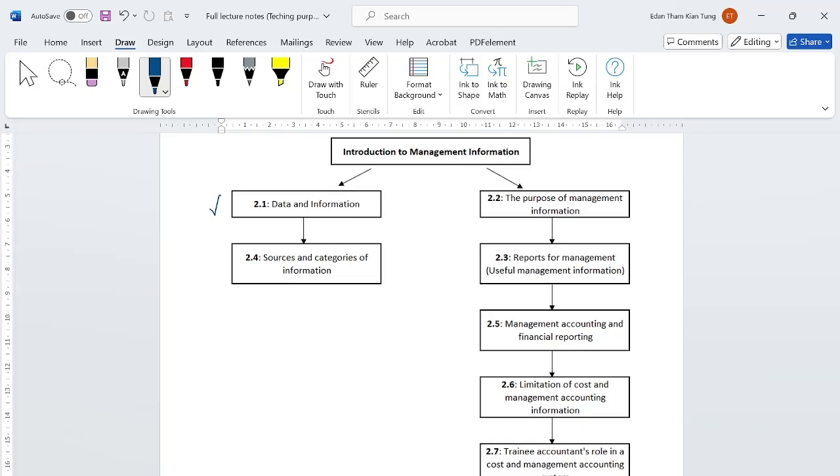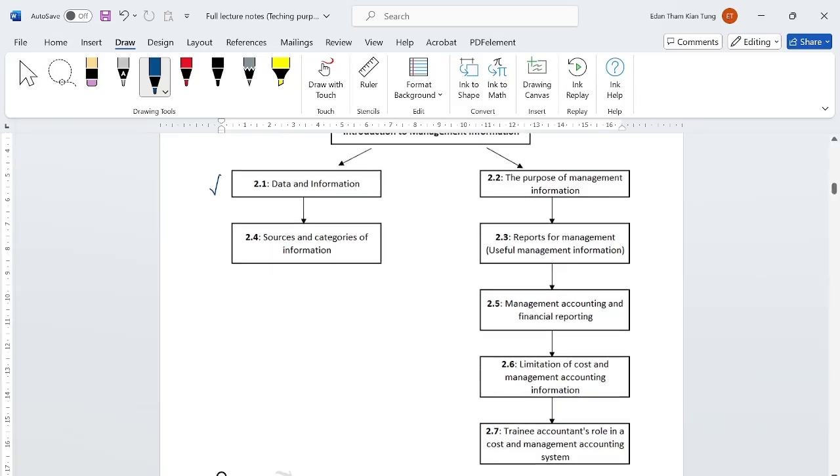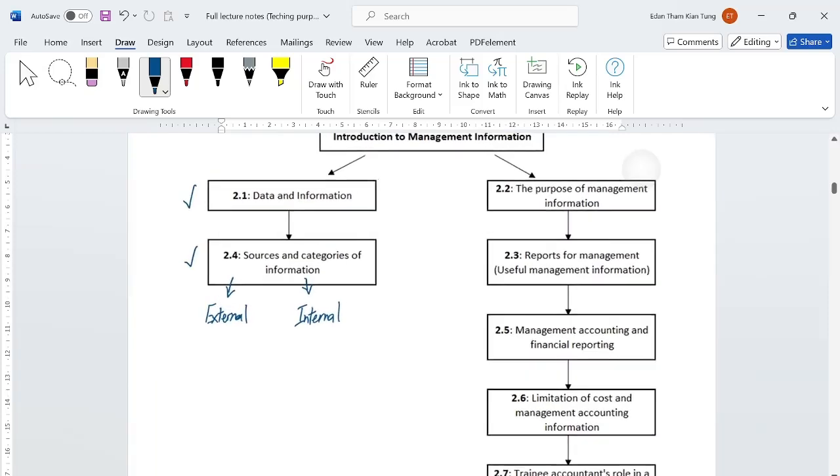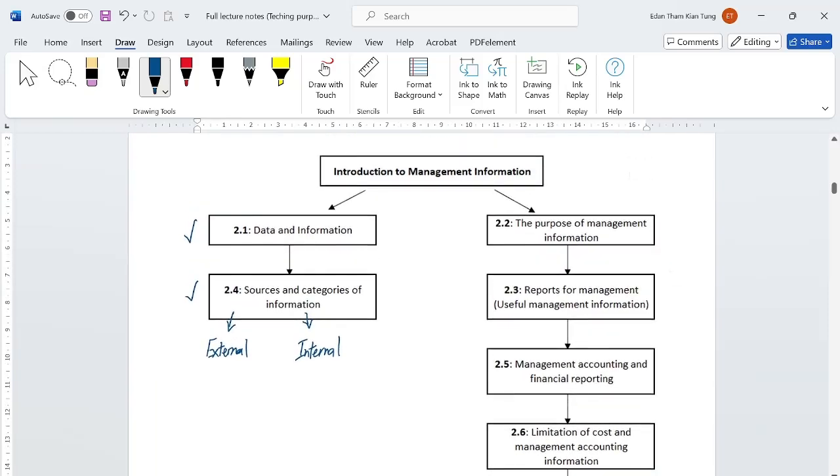After that, after we know what is the difference between data and information, we will look into what are the sources and category of information. All right, it mainly comes from two sources, which is external, and the other one would be, yes, correct, internal. So under 2.4, we will be learning what are the examples of external information as well as internal information. Okay.